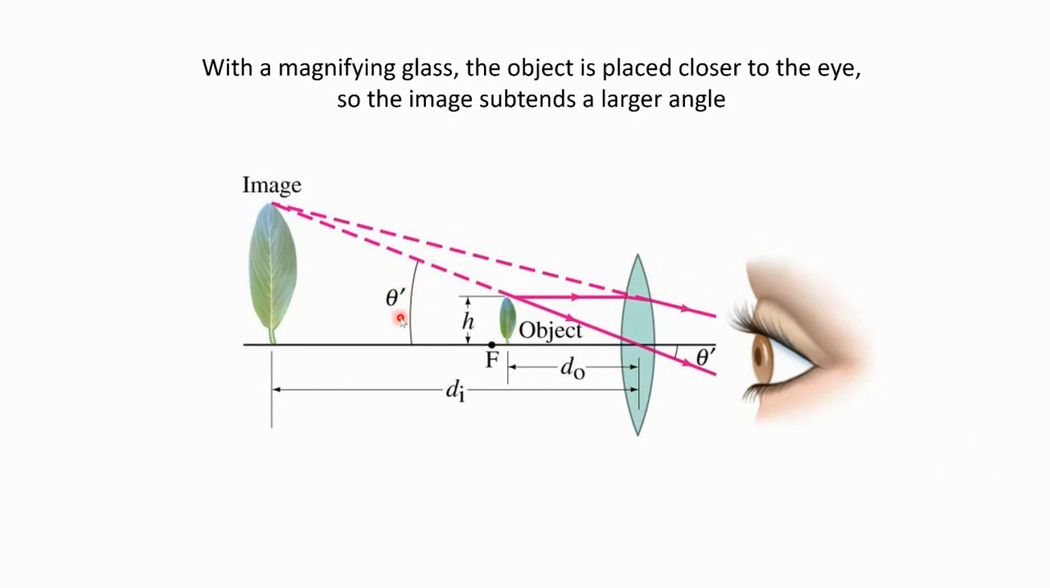So how are we going to figure out angle theta prime? Well, look at this right triangle here that I've highlighted. That angle is theta prime, and you can see that it's h over the object distance. And again, these are small angles, so you can approximate tangent theta prime as about equal to theta prime. Okay.